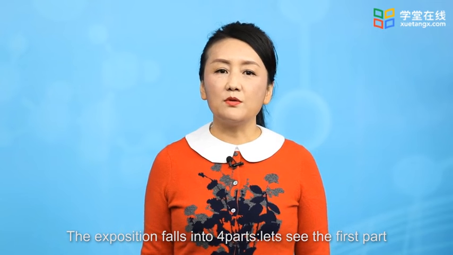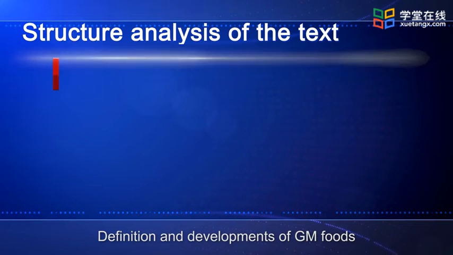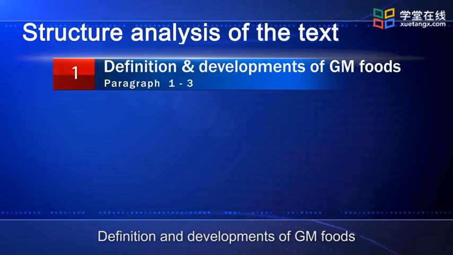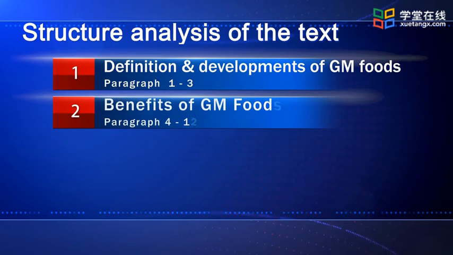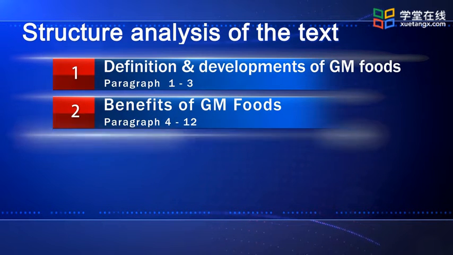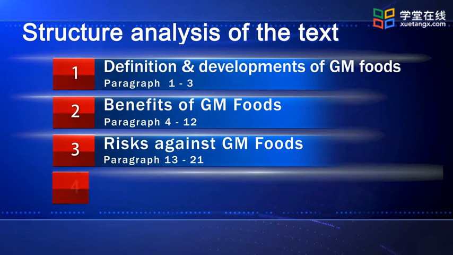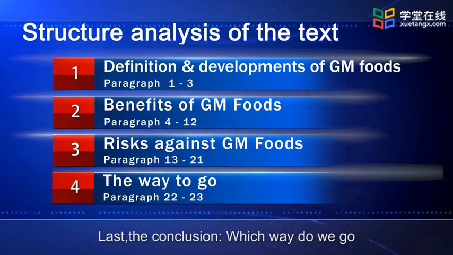This exposition falls into 4 parts. Let's see the first part: definition and development of GM food. The second part focuses on the benefits of GM food. The primary task for the third part is the risks of GM food. Last, the conclusion: which way do we go?